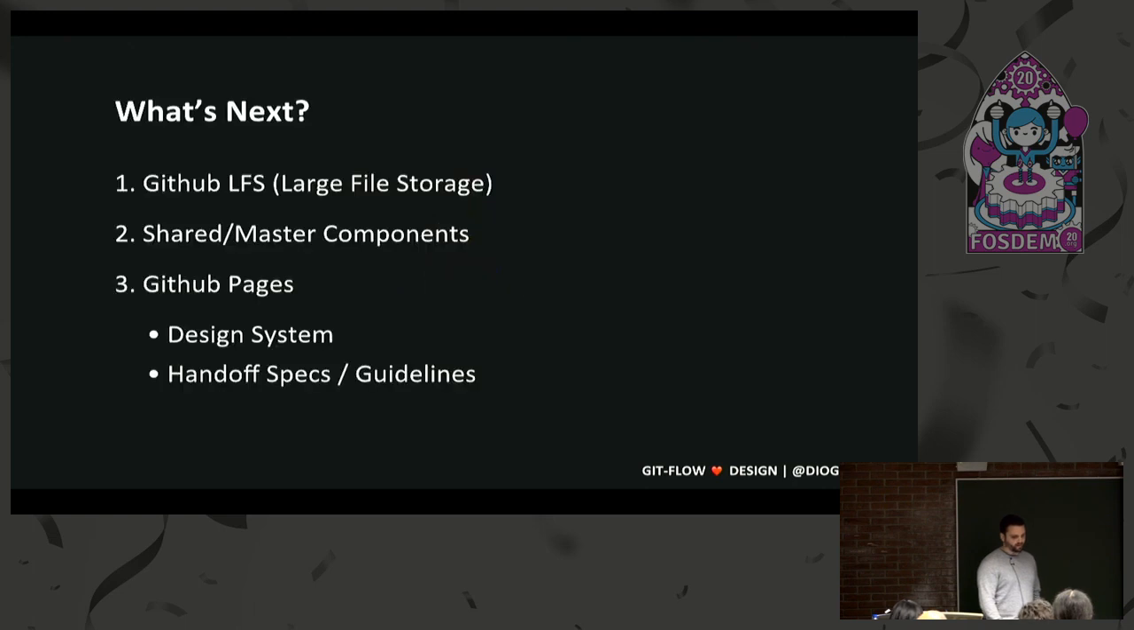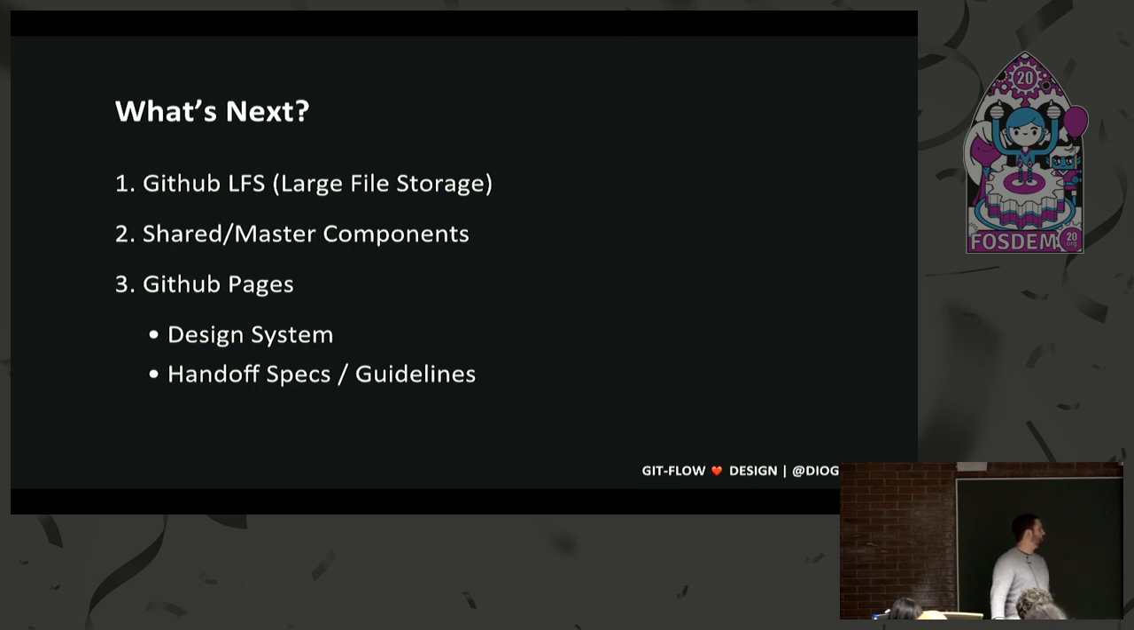And just some things that I'm planning on working on next. Using GitHub LFS, large file storage, for example, for those big proprietary files, which are not tracked well in Git, so they can become quite big and just make the repo explode in size. Ways of using shared master components, so we can use those across the design team and share components. They don't have to redesign everything from scratch every time.